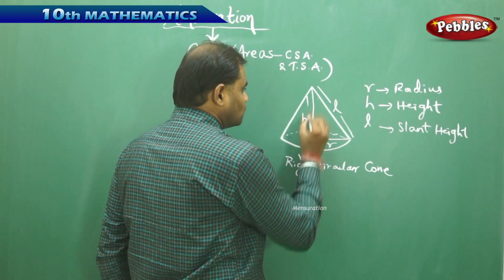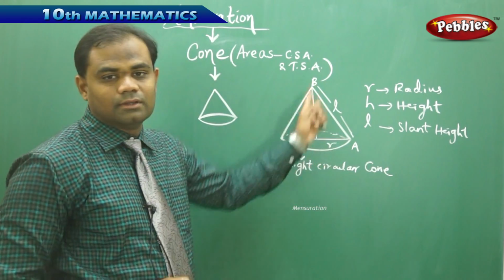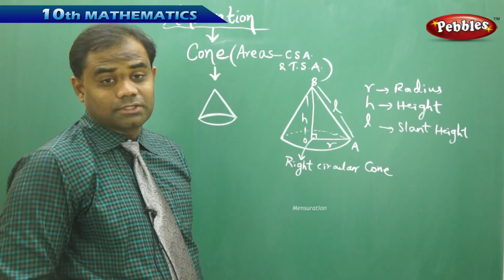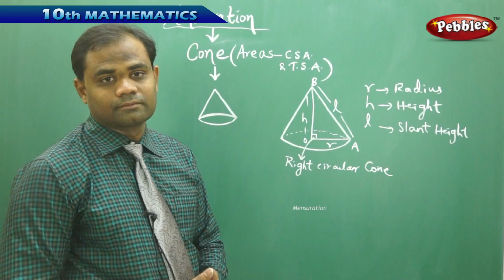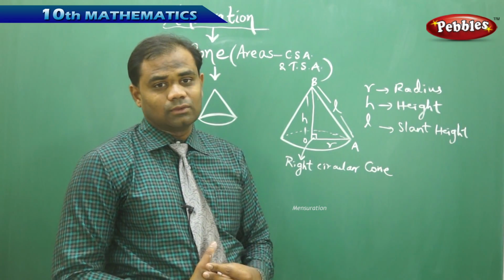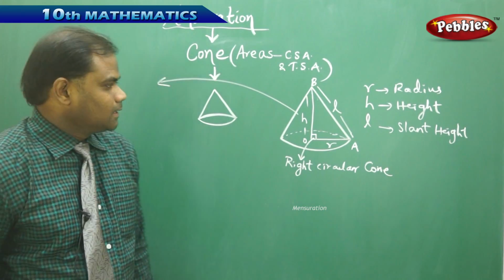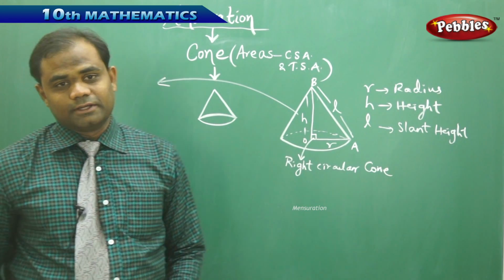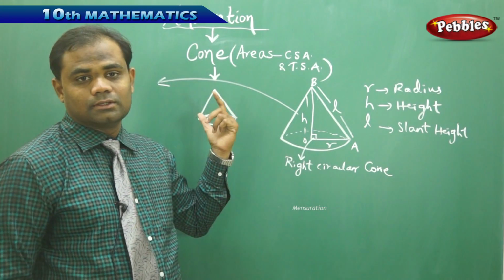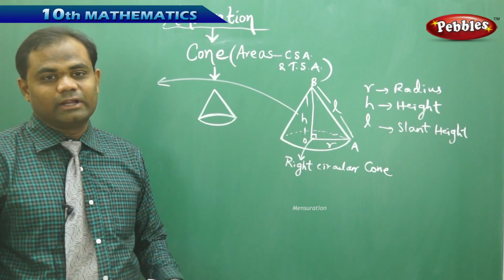Say I take this as OAB. If this is a right angle triangle OAB inside, then the distance AB will be the slant height, which is the hypotenuse of the right angle triangle. Now, as I see this three-dimensional cone, let's see how the curved surface area can be formed. Let me take the curved surface part of the cone and see how it becomes a two-dimensional shape when it is put on a flat sheet.